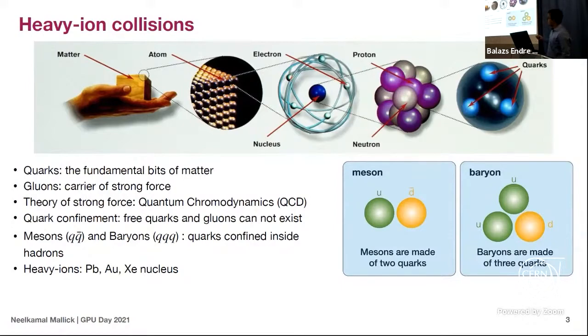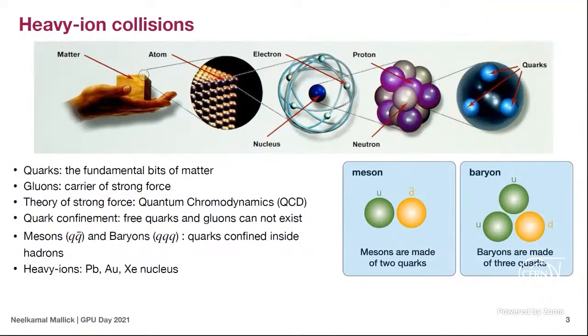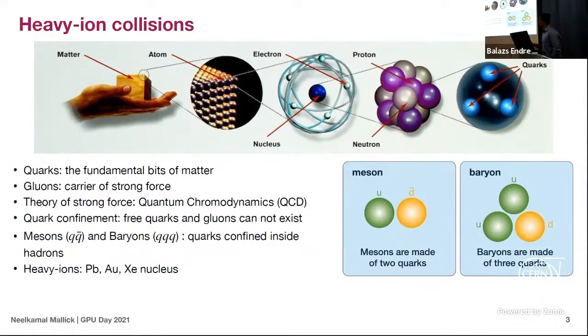And here you can see a typical meson structure, an example for the pion, where you have one up quark and one anti-down quark. So mesons are two-quark structures, and this is the proton, where you have two up quarks and one down quark. And what are the heavy ions? The heavy ions are the nuclei of lead, gold, or xenon. Because they are heavy elements, we strip off the electrons, and what is left is the nucleus, which is positively charged. So that is called the heavy ions.